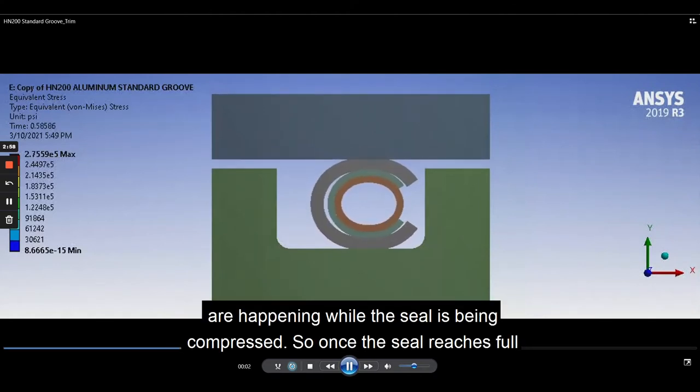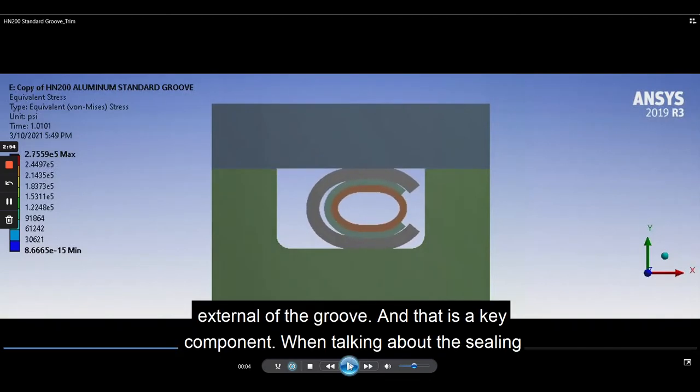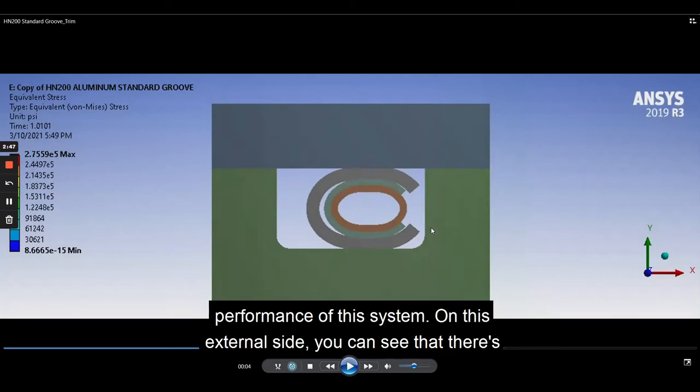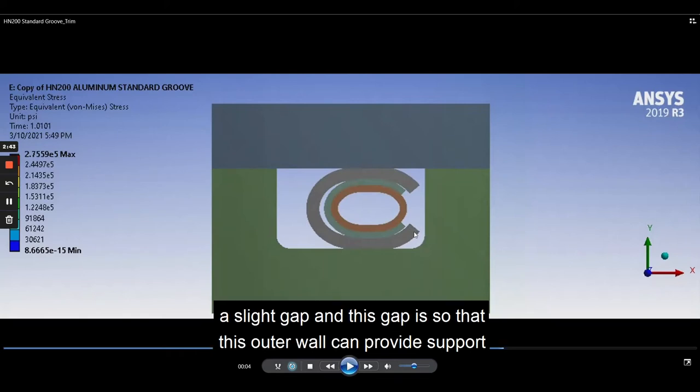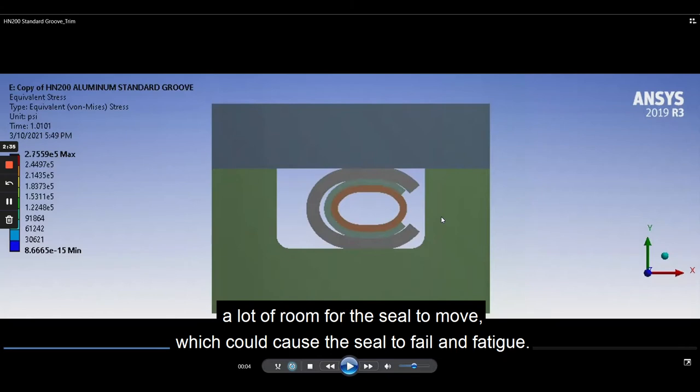Once the seal reaches full compression, you're going to notice that the seal is not contacting the internal or external wall of the groove. And that is a key component when talking about the sealing performance of this system. On this external side, you can see that there's a slight gap, and this gap is so that this outer wall can provide support for the seal so that as it undergoes repeated pressure cycles, there's not a lot of room for the seal to move, which could cause the seal to fail in fatigue.